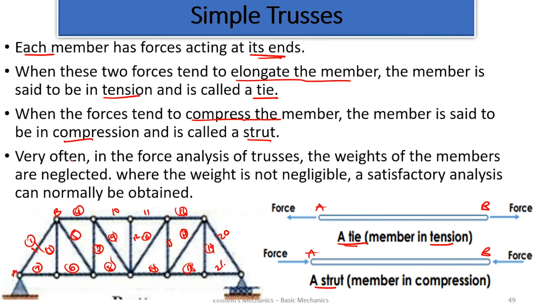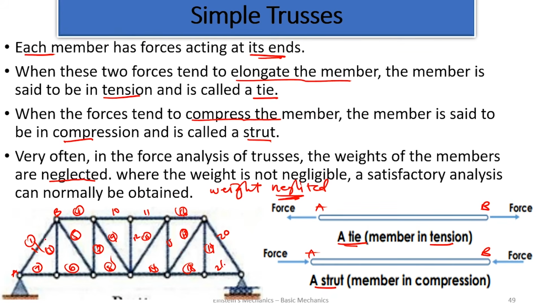Are we good? Very often in the force analysis of trusses, the weight of the members is neglected. When we are analyzing structures, take this very seriously. Someone will ask this question: the weight of the members is neglected. Weight, what? It's very necessary. Neglected. Are we good? We neglect what? The weight. Why do we neglect the weight?